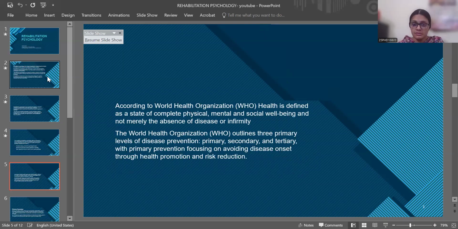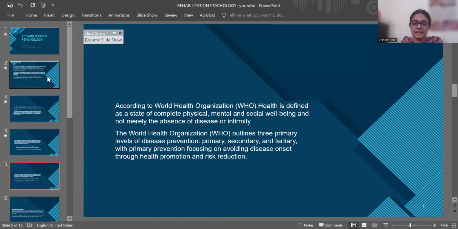According to WHO, health is defined as a complete state of physical, mental, and social well being, and not merely the absence of infirmity or disease. And WHO outlines three primary levels of disease prevention, which are primary, secondary, and tertiary. You might wonder why we are talking about it. This is the introductory part of health and rehabilitation, where we have to talk about health, disability, the worldwide recognition of health and disability, and how disability and health should be identified.